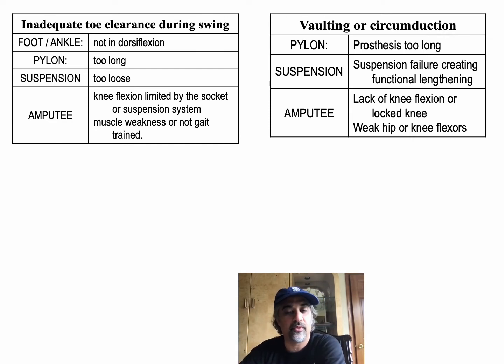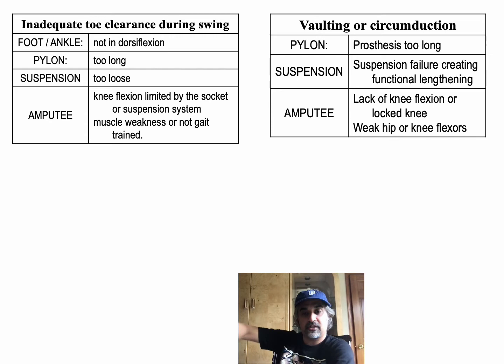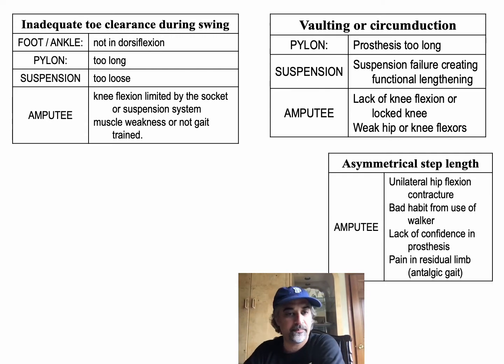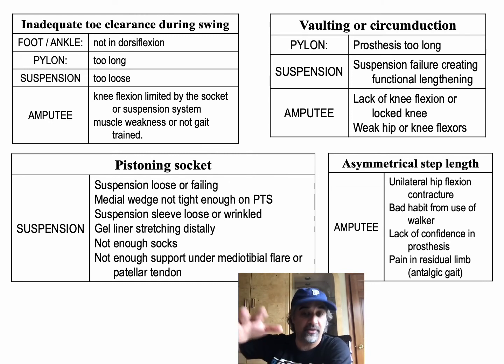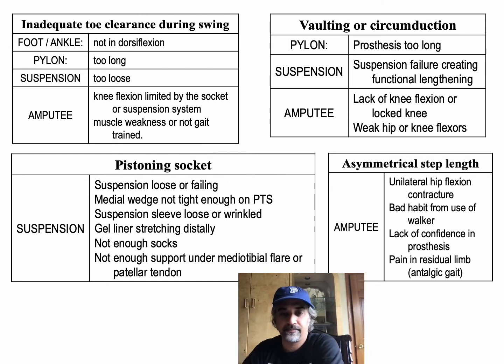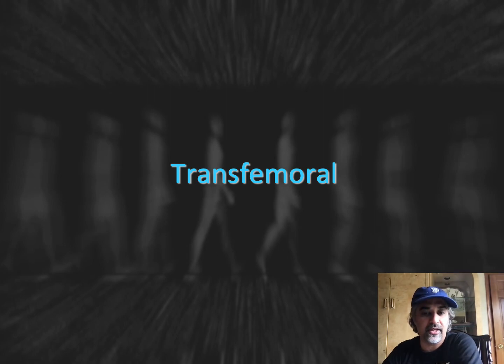Vaulting is when the patient kind of plantar flexes in stance phase on the other side so that they kind of jump up, and that helps them clear. Another thing they could do is circumduct, like someone who's just had a stroke. Asymmetrical step length and pistoning of the socket can occur to make it hard for someone to clear during swing phase. So that was everything for the transtibial.